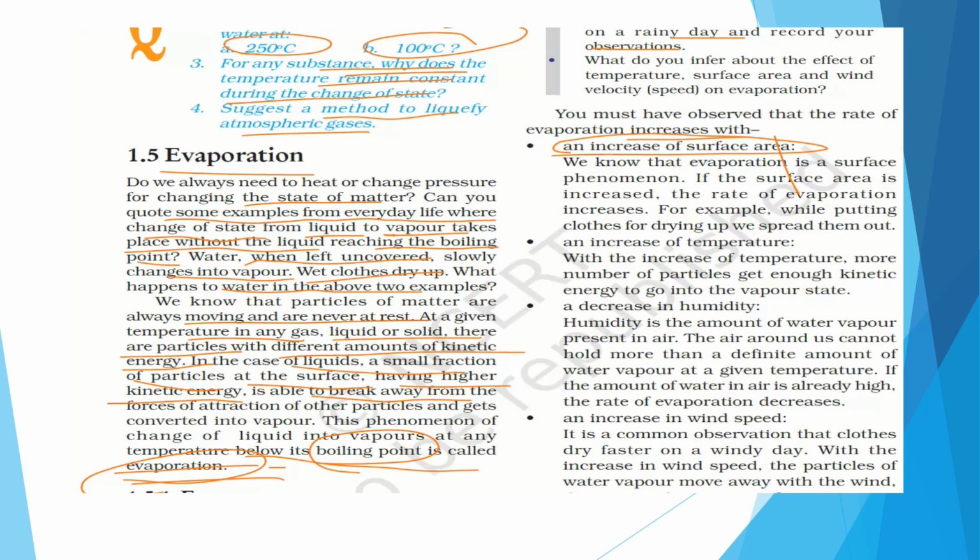In the test tube, the surface area exposed to air and sunlight was less, whereas in a china dish more surface area is exposed. So the evaporation will be faster in that. If the surface area is increased, the rate of evaporation increases. For example, while putting clothes out for drying, we spread them out so that they dry faster.